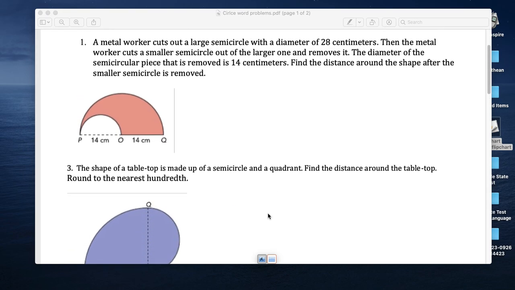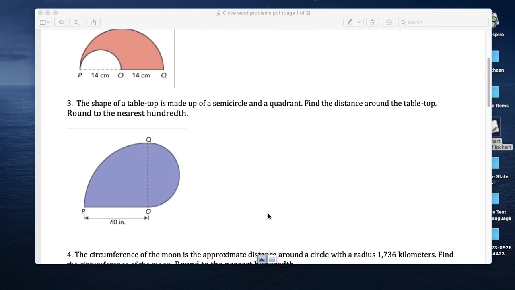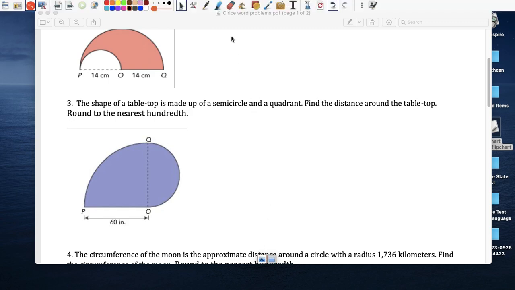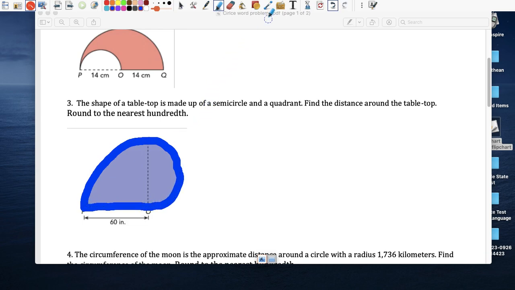And now what happened to number 2? All right, 3. Again, another weird shape, right? So again, you are walking around. The shape of a tablecloth is made of a semicircle and a quadrant. Find the distance around the tabletop. So again, imagine if you had to go around this shape. What is the distance? First thing I want to bring your attention to is my awful outline.